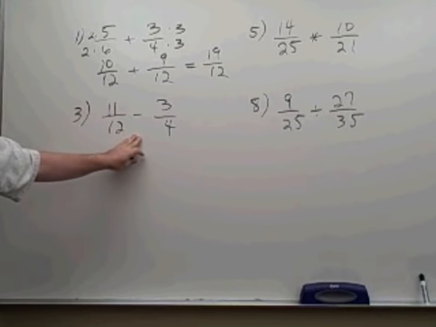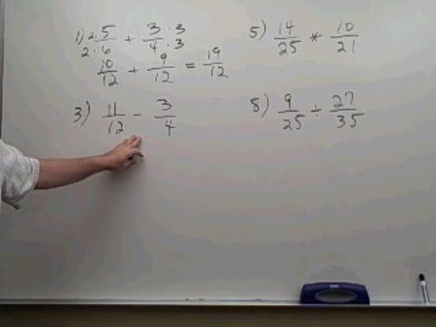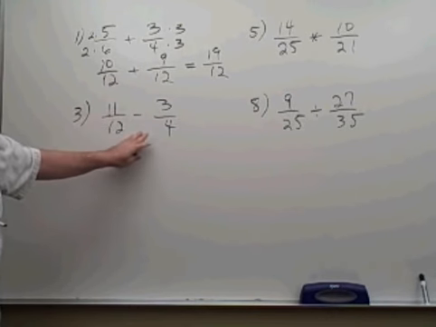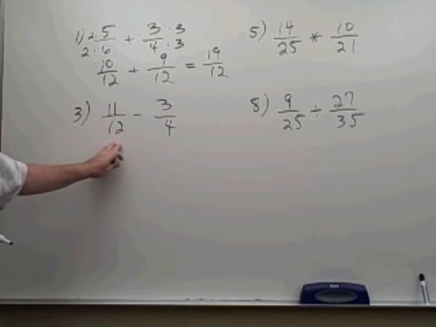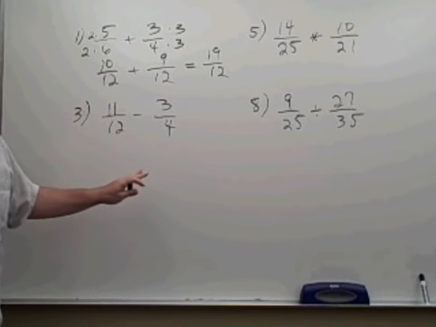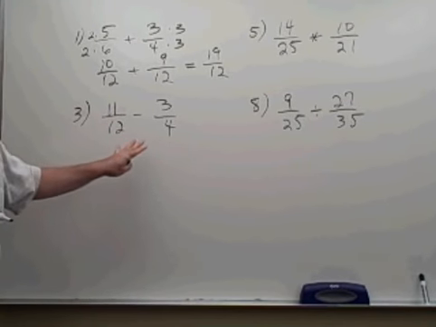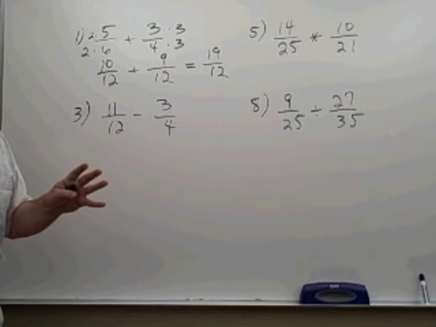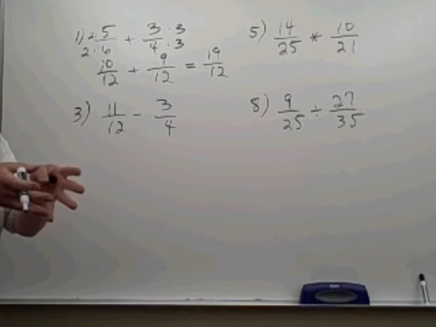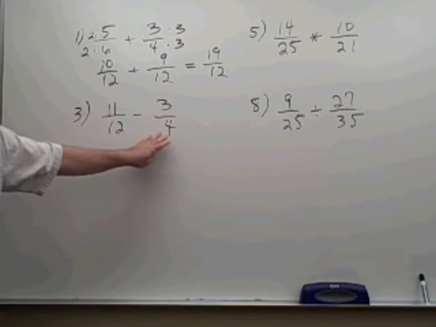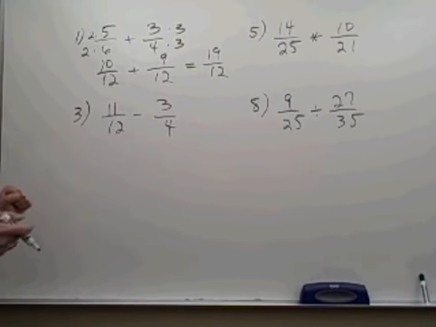Here with this subtraction, again, we have to have the same denominator. Additions and subtractions have to have the same denominator. Well, in this case, the common denominator is one of the denominators itself. 12 is a multiple of 4. So 4 can divide into 12. So 12 is a big enough number to serve as the common denominator.